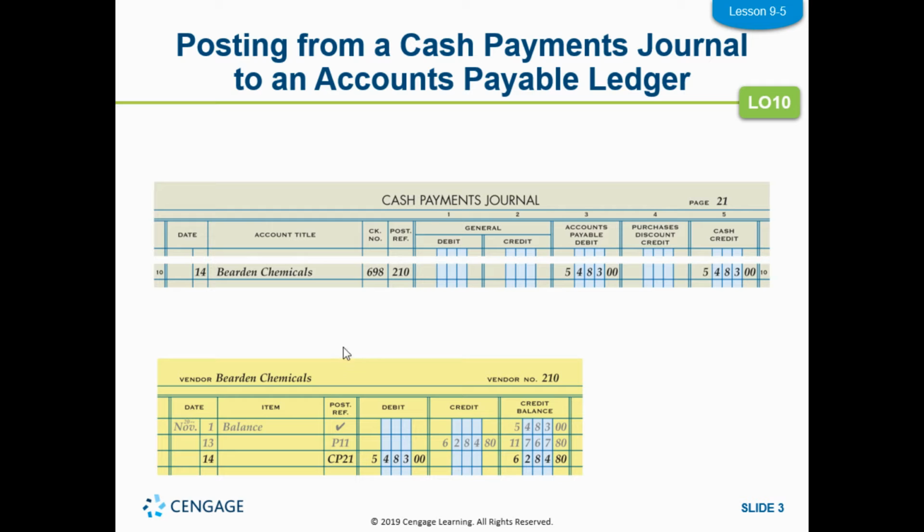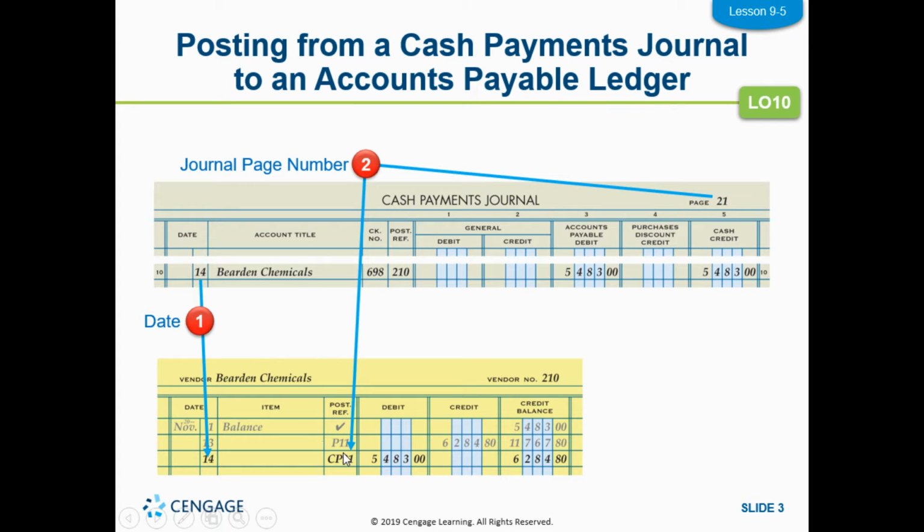Okay, so here we go. So in this case, we're going to post to the accounts payable ledger. We put the date. We put the page number CP21. All right. Cash payments journal 21. We have a debit of $54.83. We made a payment on account. Bearden Chemicals did. We made a payment to them on account. And remember, they have a credit balance. We previously owed them $11,000 plus change down here.